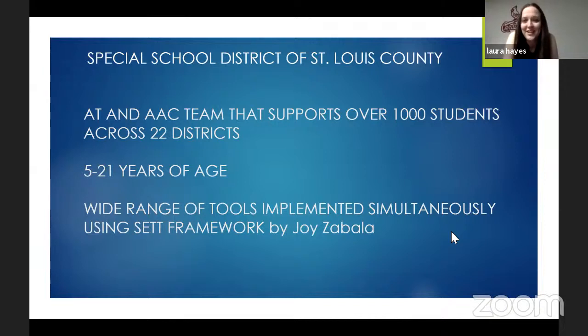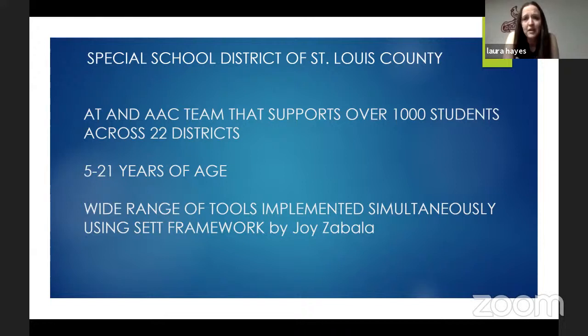So what does our little niche in St. Louis, Missouri look like? We, as an AT and AAC team, support over 1,000 students across 22 districts. We support them from kindergarten through graduation, so anyone from 5 to 21 years of age. We have a very wide range of tools that we implement simultaneously, and we use the SETT framework from Joy Zabala. We use everything from low-tech, think core boards and low-tech communication boards, all the way up to high-tech.